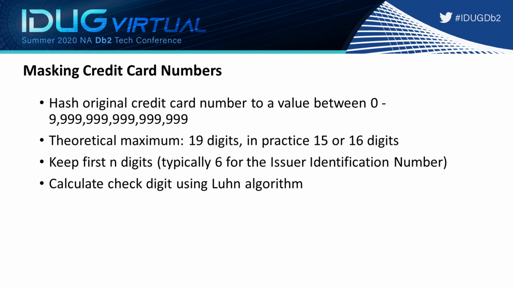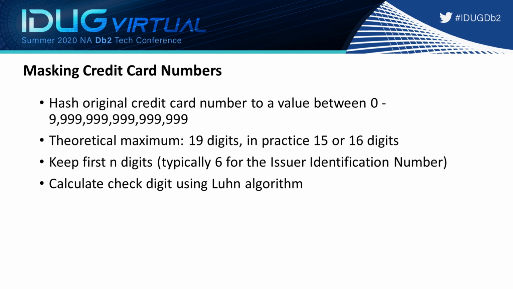Number 1, the last digit of a credit card number is a check digit. It needs to be calculated based on the other digits. Fortunately, the algorithm is well documented. It's called the Luhn algorithm. Interestingly, it's the same algorithm that is also used for the check digit in Canadian social insurance numbers and also for several other identification numbers.